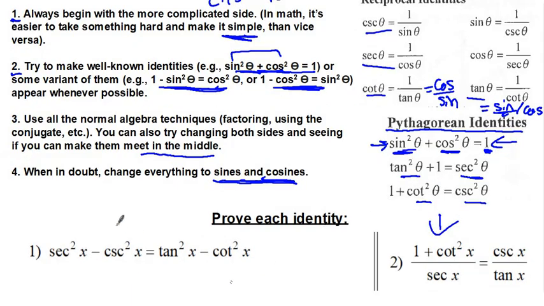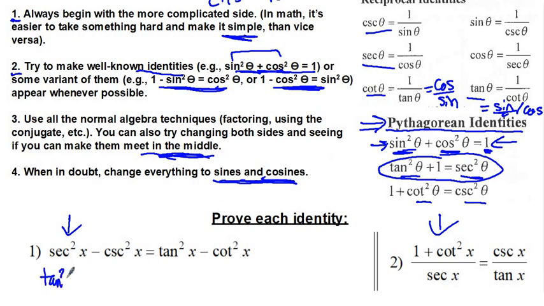Okay. So this one right here, number 1, we have to start by picking the more complicated side. They both look kind of complicated, so let's not really pick. Let's just kind of do both of them. Maybe we can use this strategy, make them meet in the middle. Okay, the other thing, strategy 2, try to make well-known identities, and well-known especially means Pythagorean identities. And I see a way to do that because sec squared has this as a Pythagorean identity. So I'm going to replace sec squared with tan squared plus 1.